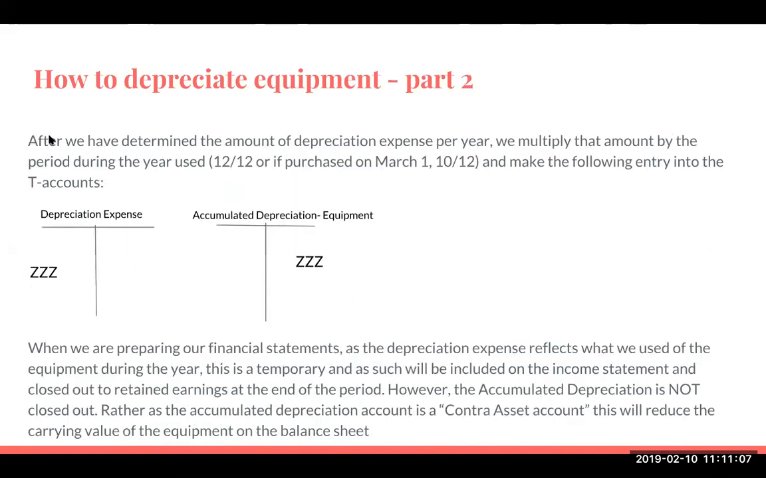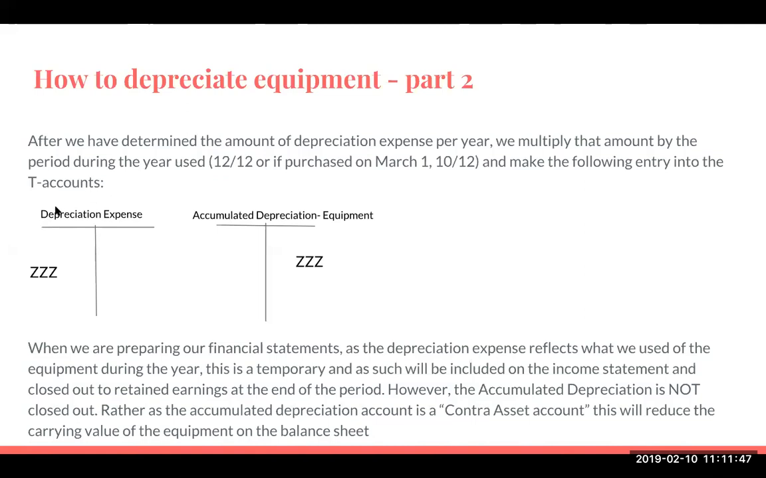So after we've determined the amount of the depreciation expense per year, and this would be for a partial period, the way we do the transaction in terms of T accounts is we debit depreciation expense, and then we credit accumulated depreciation on that equipment. What's really important is what happens with this expense. Well, this expense is going to be included on the income statement. Why? It's an expense.